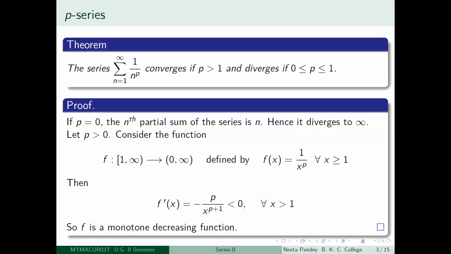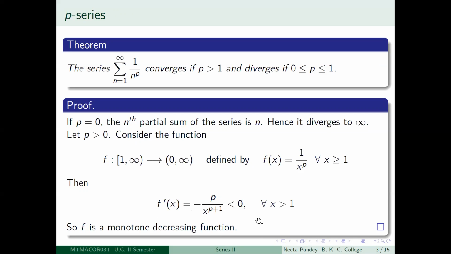Now what is x? You take x to be greater than 1. So if x is greater than 1, then x to the power p plus 1 is obviously a positive number, for p a positive number, right? Since p is positive, p plus 1 is positive, and x is greater than 1, so x to the power p plus 1 is a positive number. The numerator is also positive. So what is the sign of the derivative of f? It is going to be negative because there is a minus sitting here.